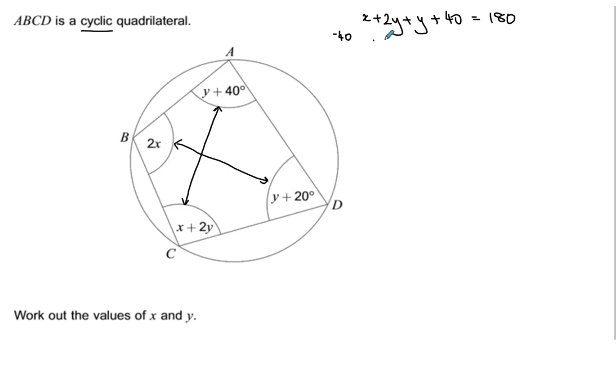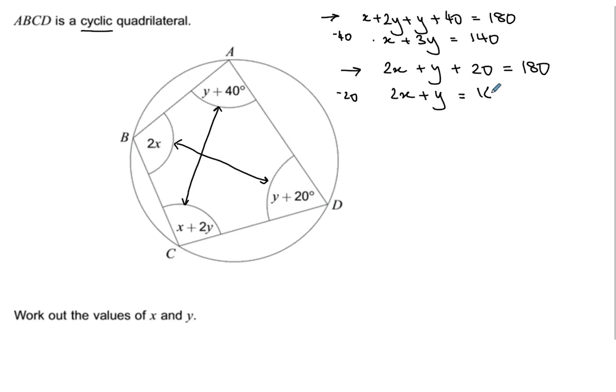So we've got x plus 3y equals 140. You can already tell it's going to be simultaneous equations, because we've got x and y's, so we have two unknowns. So that's that first one. And then the second one was 2x plus y plus 20 equals 180. Let's minus our 20. So we've got 2x plus y equals 160. So that's our two simultaneous equations.